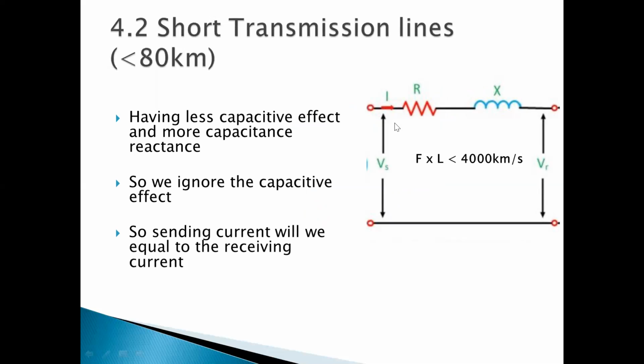So here is the equivalent circuit of short transmission lines, as there is no parallel component. So you know the current in series is equal. If we recall from linear circuit analysis, if there is no parallel component, then in a series circuit the current at the entering point is equal to the current at the leaving point. Here the current that enters, we call it sending end current. This is the generation side, and this is the load side. We call it receiving end current. So in short transmission lines, receiving end current is equal to sending end current, because there is no capacitive effect here.